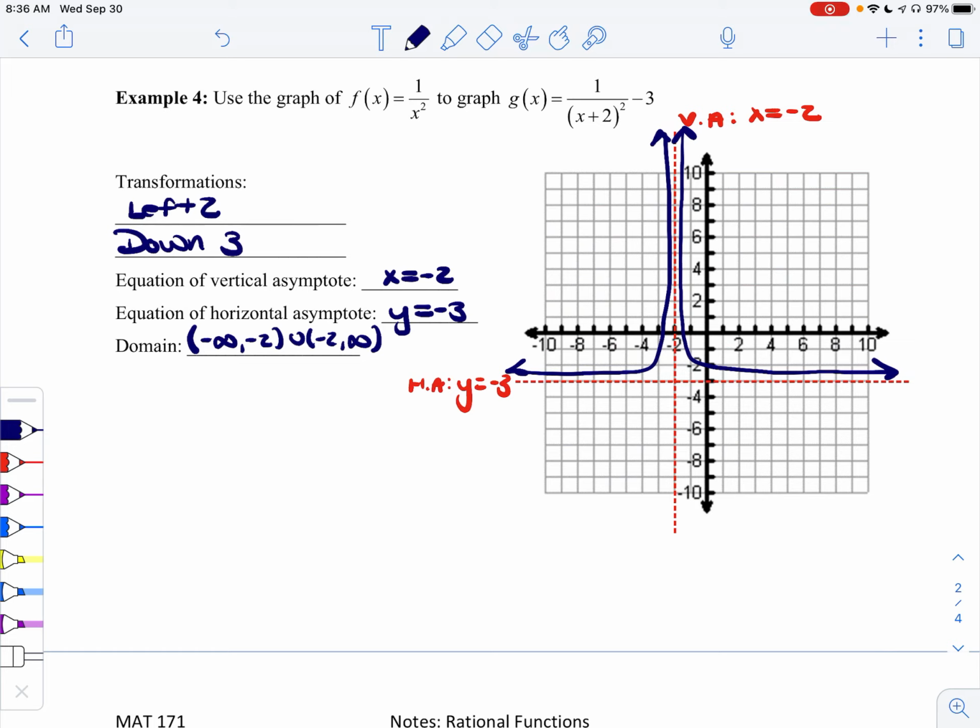All right, guys, so that is it for transformations with our rational functions. So in the next couple videos, we're going to start looking at how to find vertical and horizontal asymptotes when we're not dealing with transformations.